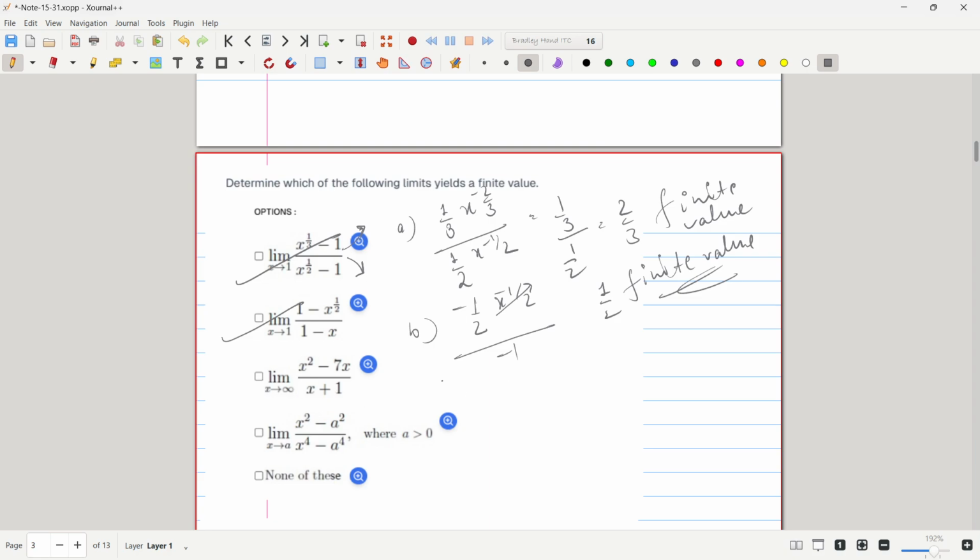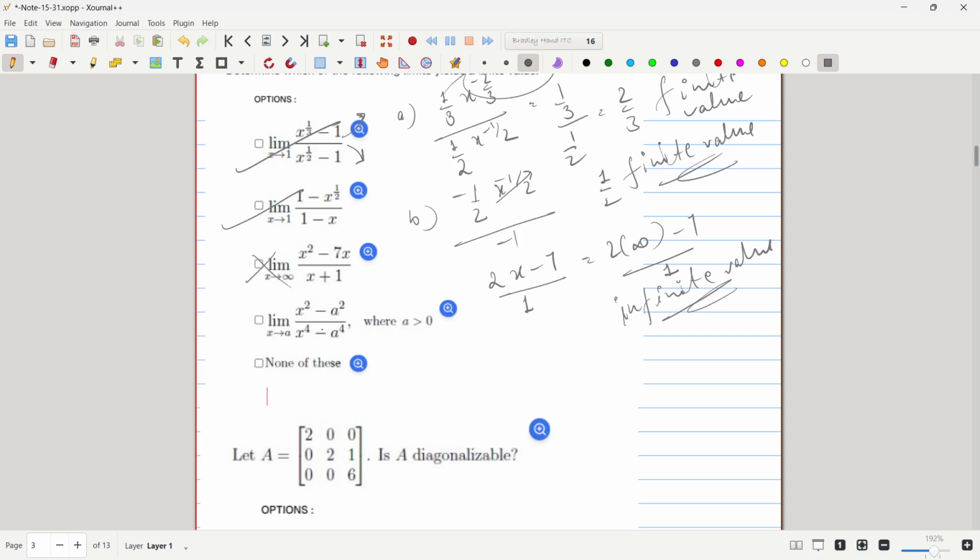Now in this question, if you differentiate numerator and denominator, you will get 2x minus 7 divided by 1. If you put infinity in place of x, infinity minus 7 divided by 1 will give you an infinite value. We need to find only finite values, so this option gives you an infinite value and is the wrong option.